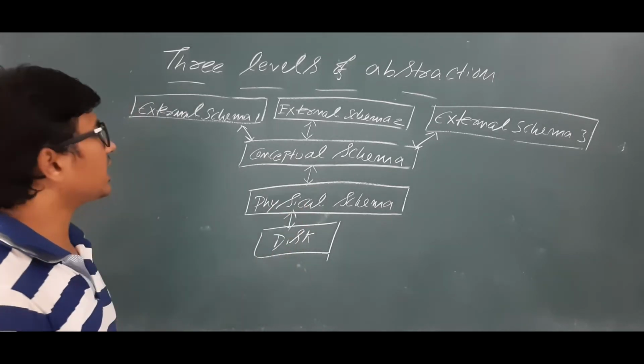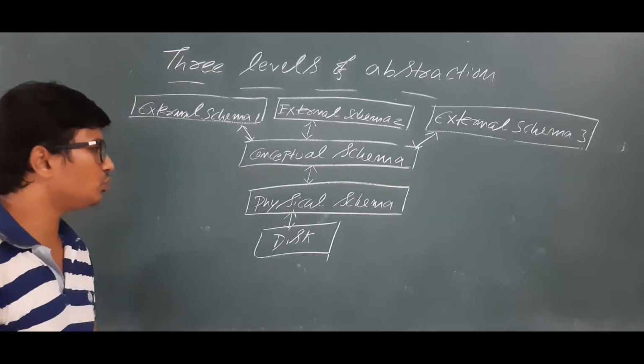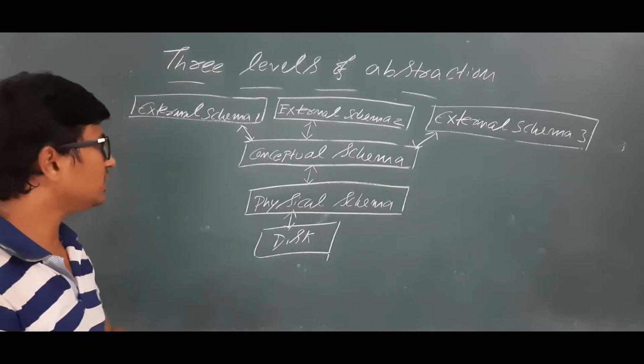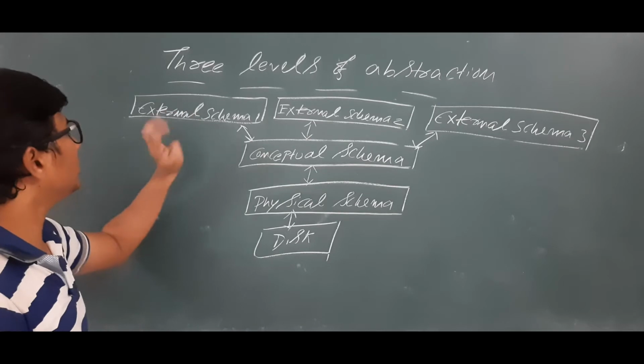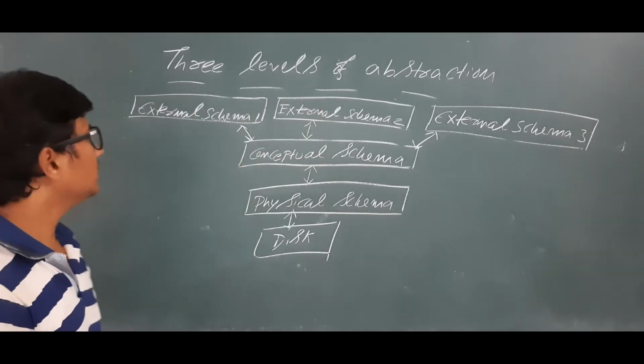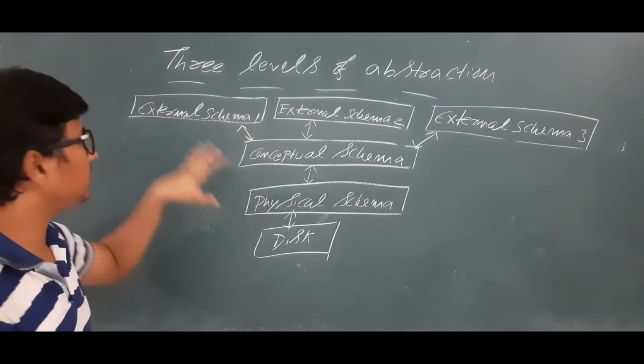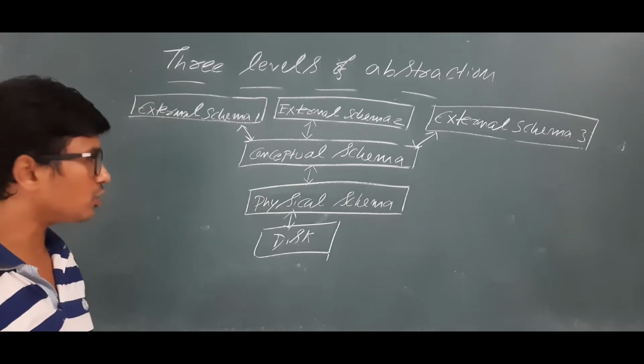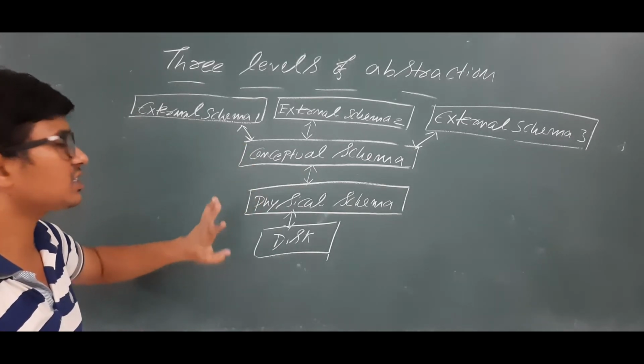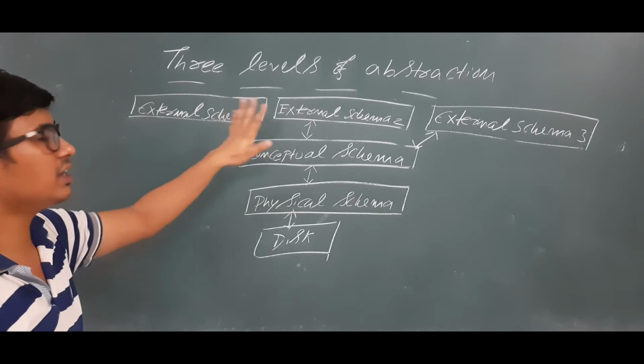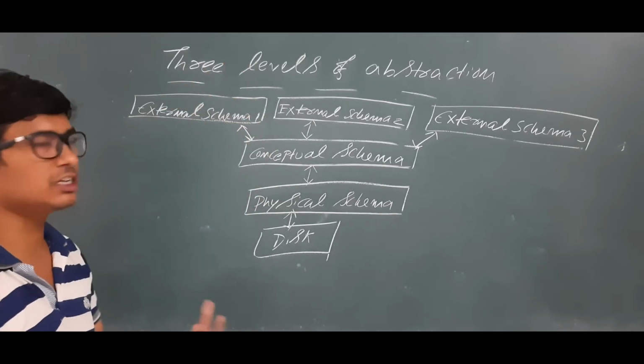Now when it comes to the external schema, you can ask me, sir, there is only one physical schema, one disk, one conceptual schema. Why are there three external schemas? It is not only 3, there can be n number of external schemas, whereas the conceptual schema and physical schema will be only one.